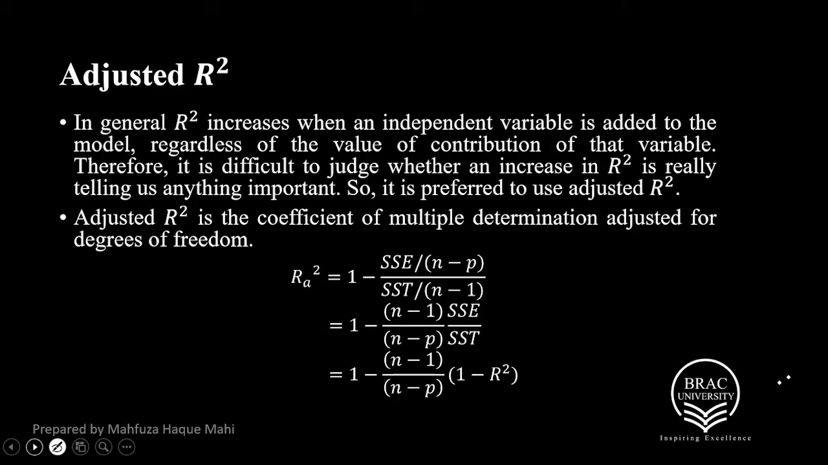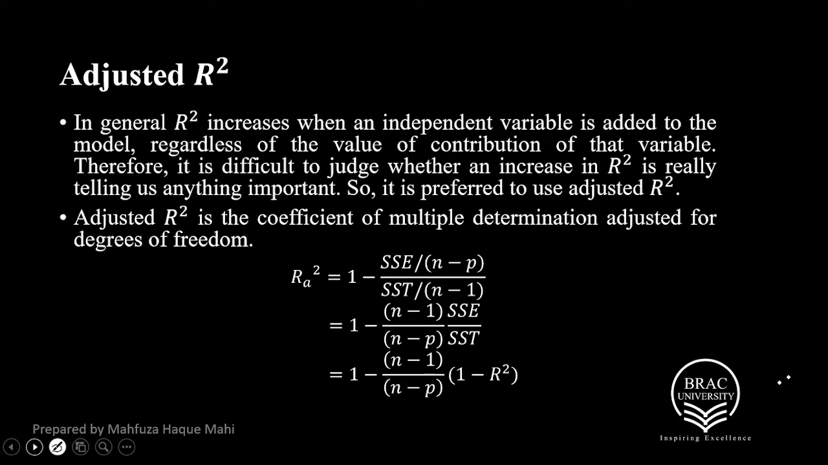In general, R square increases when an independent variable is added to the model, regardless of the value of the contribution of that variable. Therefore, it is difficult to judge whether an increase in R square is really telling us anything important. So, it is preferred to use adjusted R square. Adjusted R square is the coefficient of multiple determination adjusted for degrees of freedom.